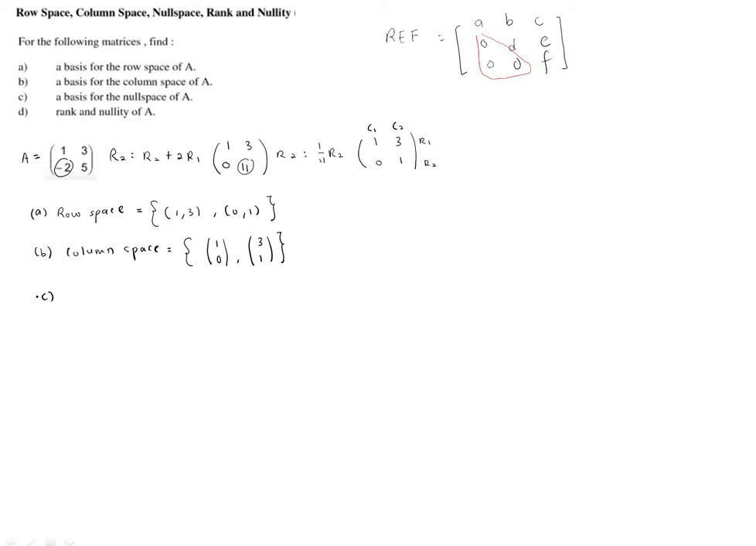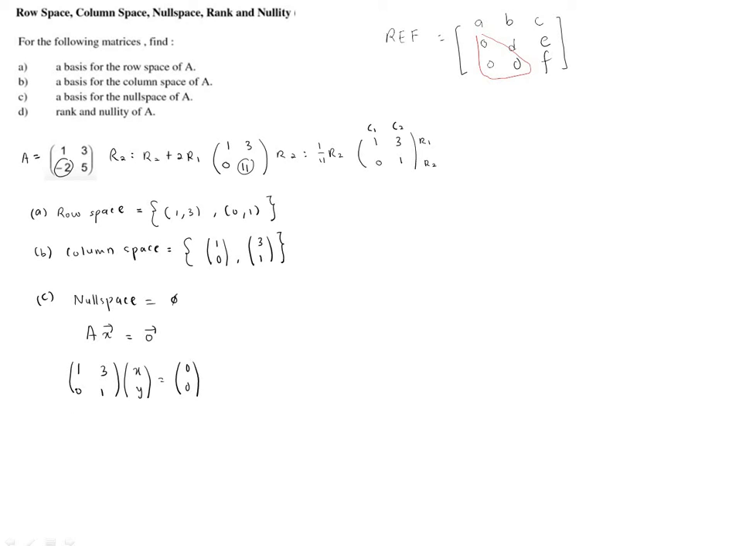C. Null space. Null space is when the matrix multiplied by x equals 0. So our matrix here is 1, 3, 0, 1. We can multiply by x, y. You can use x, y or you can use x1, x2, and this should equal 0, 0.